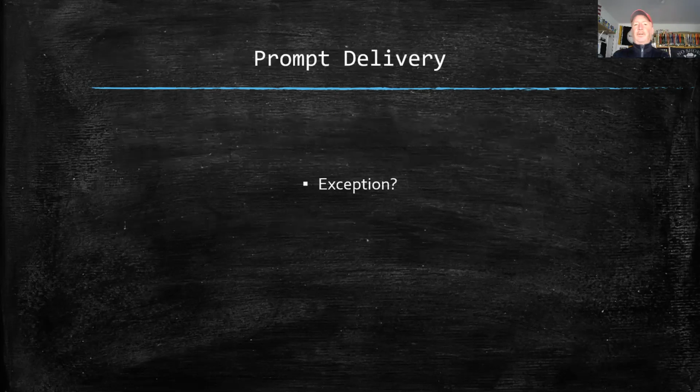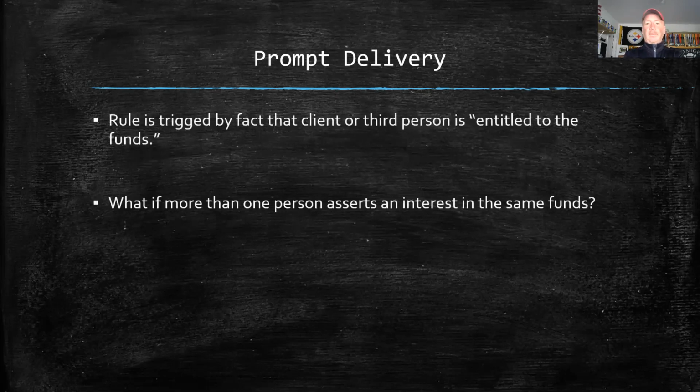Now, is there an exception to the rule on promptly delivering funds that are in trust? Answer is probably yes. Otherwise, why would Mike have the slide up here? Oh wait, the answer is yes. The rule, again, promptly have to deliver funds to which a client or third person is entitled. What if, however, more than one person asserts an interest in the funds that you're holding?